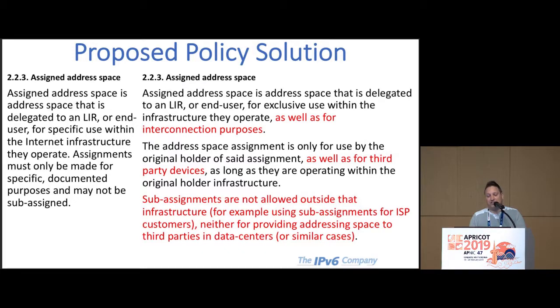Assigned address space is address space that is delegated to an LIR or end user for exclusive use within the infrastructure they operate, as well as for interconnection purposes. So I am making sure here that if you are using those addresses for interconnection, that's valid. The address space assigned is only for use by the original holder of the assignment, as well as for third-party devices, as long as they are operating within the original holder's infrastructure. This solves the problem that if you have devices coming to your network, you explicitly allow them to use your addressing space assigned by APNIC.